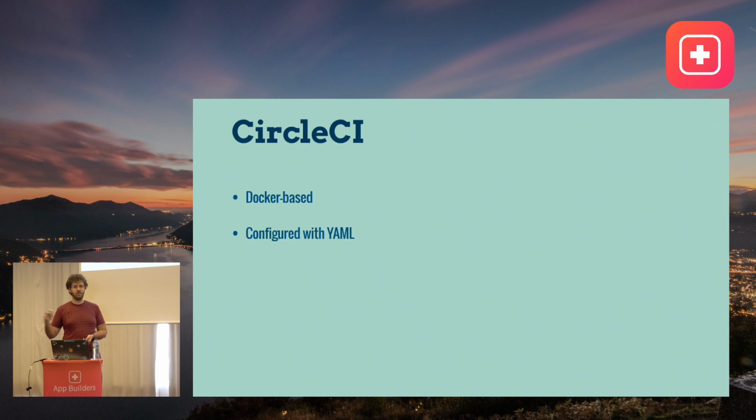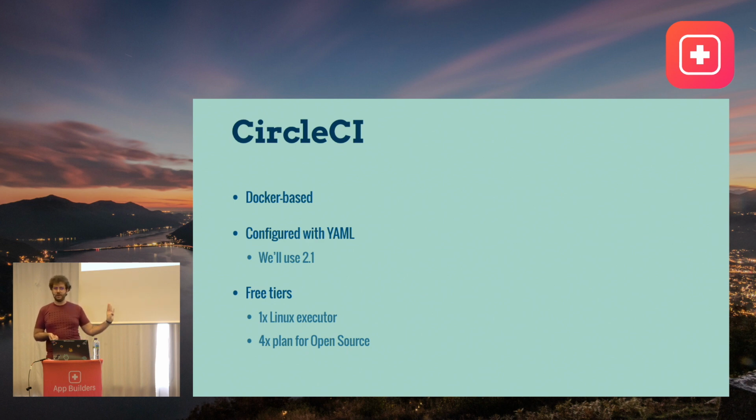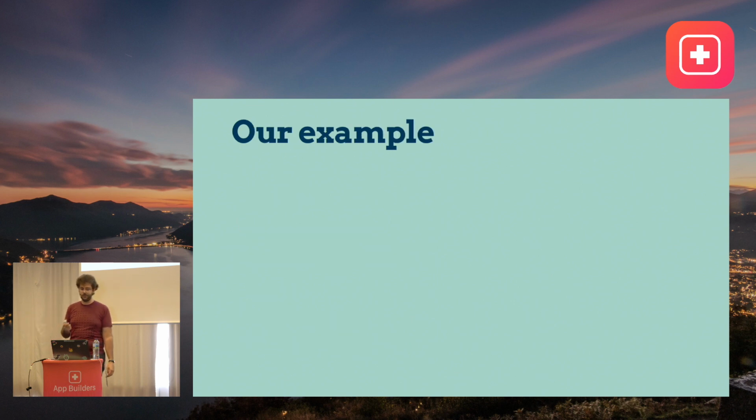So that's always good. Now, CircleCI, like most cloud CIs, is Docker-based, which means it's going to spin up containers inside of virtual machines to run your code. It also is configured like most cloud services with a YAML file. We are going to be using version 2.1, which is currently the latest available. And there are free tiers on CircleCI. As I said, in CircleCI's case, you get one free Linux executor regardless. If you're doing open source, you actually get 4. The example I'm going to be looking at is open source, so we get the 4 executors, which allow us to work on 4 things in parallel at the same time if we want to.